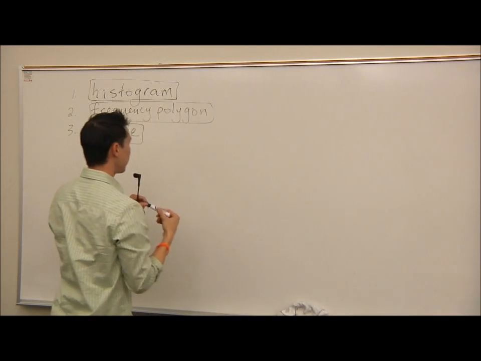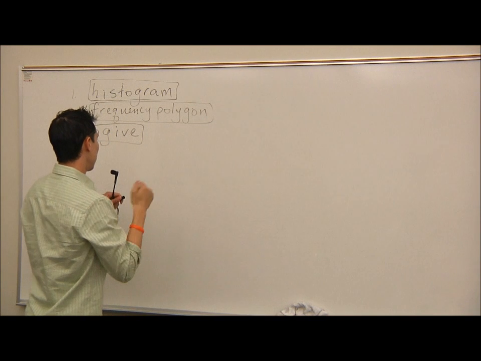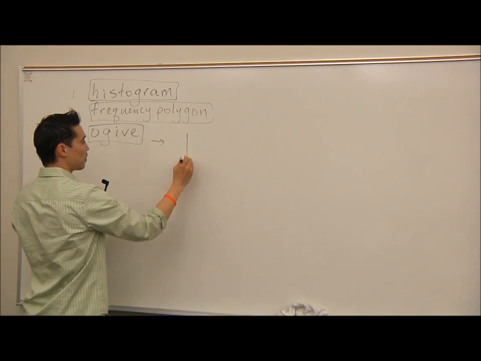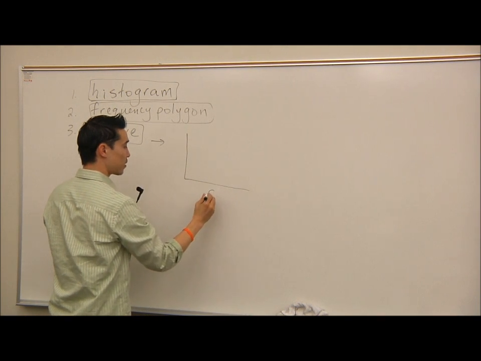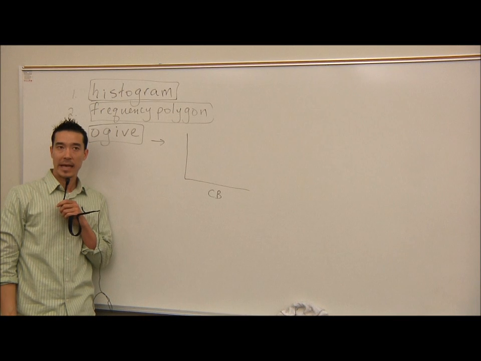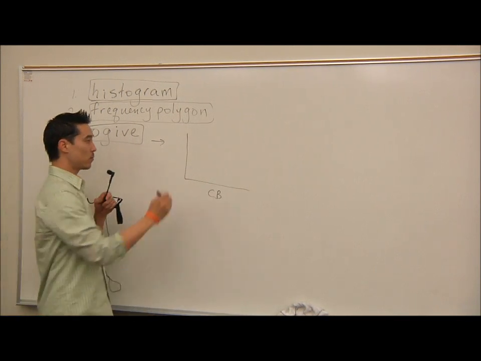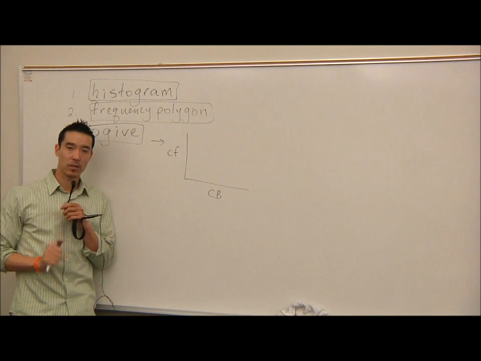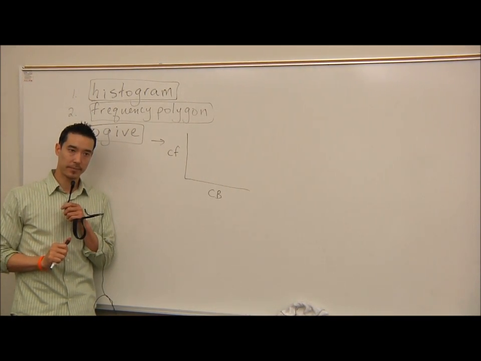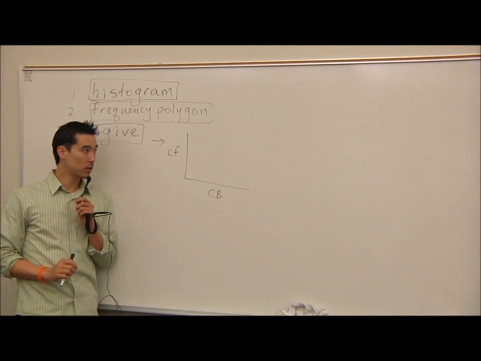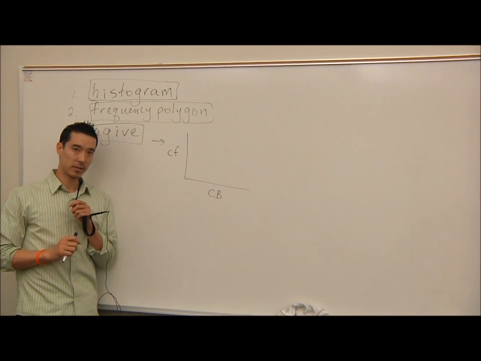Okay, with the ogive, we go back to class boundaries on the horizontal. And then on the vertical, we go CF, which stands for cumulative frequency. Okay? So class boundaries, we go back to class boundaries for the horizontal, and you use cumulative frequency for the vertical.